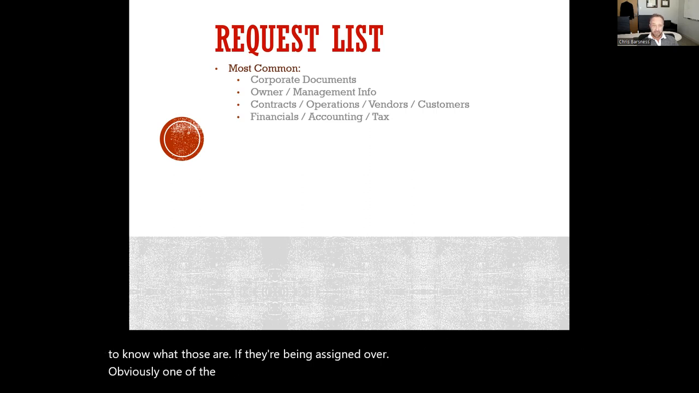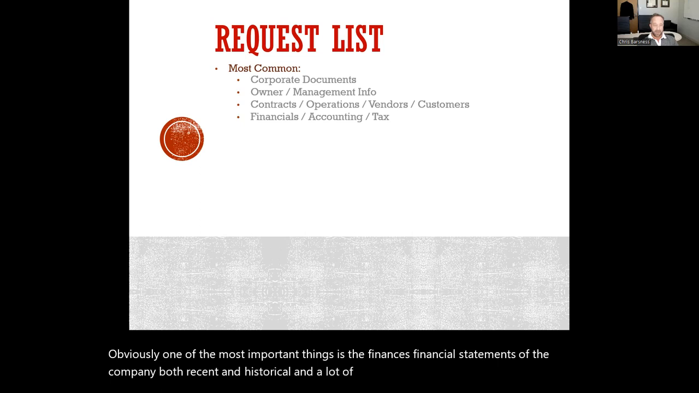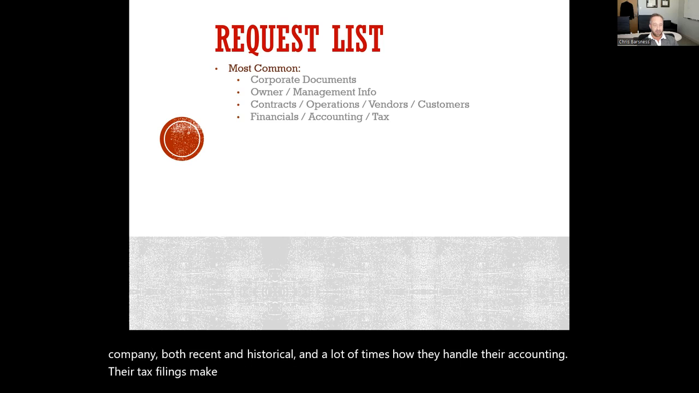Obviously, one of the most important things is the finances, financial statements of the company, both recent and historical, and a lot of times how they handle their accounting, their tax filings, make sure that everything's current. So we want copies of tax returns and anything related to that.